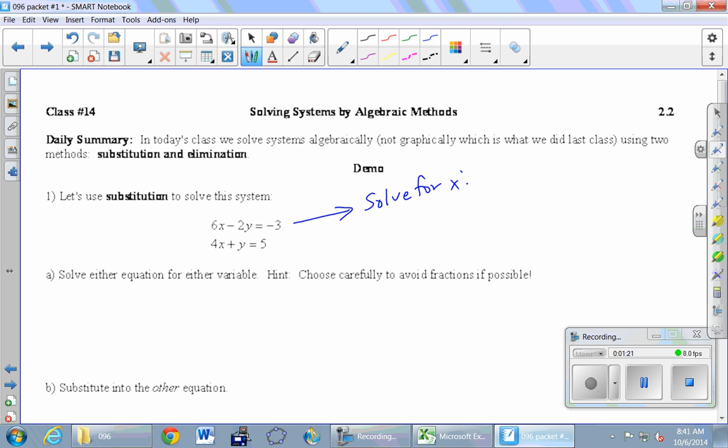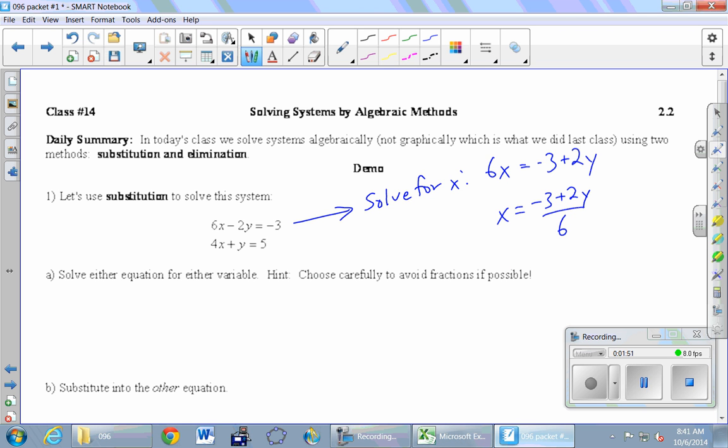So solving that equation for x, we could first add the 2y to both sides. And then solve for x by dividing both sides by 6. And we have now solved for one variable, which is the first step. But the issue is it's kind of messy because of that division by 6. We're going to have fractions throughout if we do it this way.